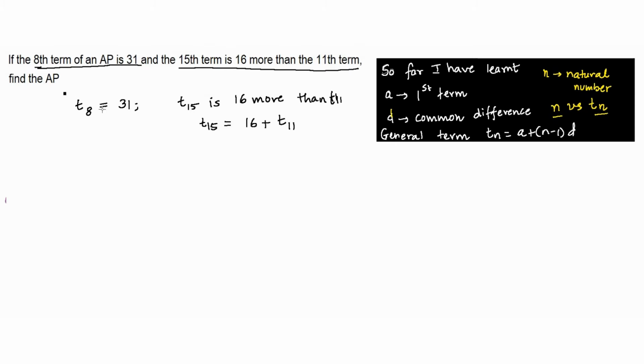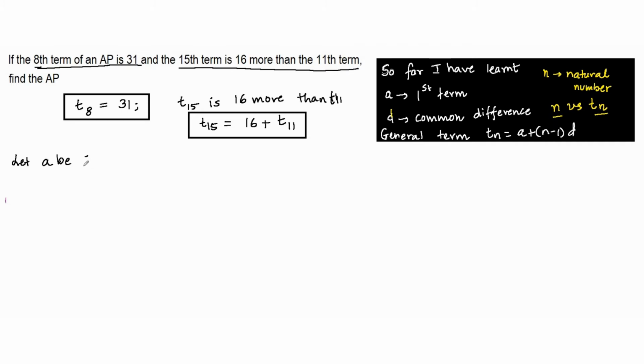So these are the two equations that I have. And now I should be solving these two equations. So I will start off saying, let A be the first term, and let D be the common difference. So now let us see how to solve this particular question. So let us frame the equations. So T8 is going to be A plus 7D is equal to 31. That is my first equation.